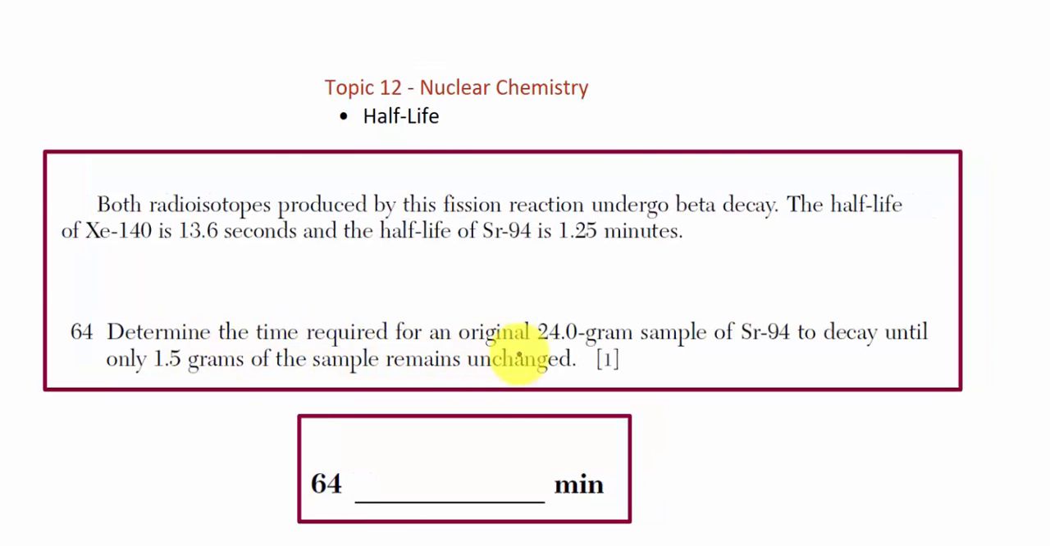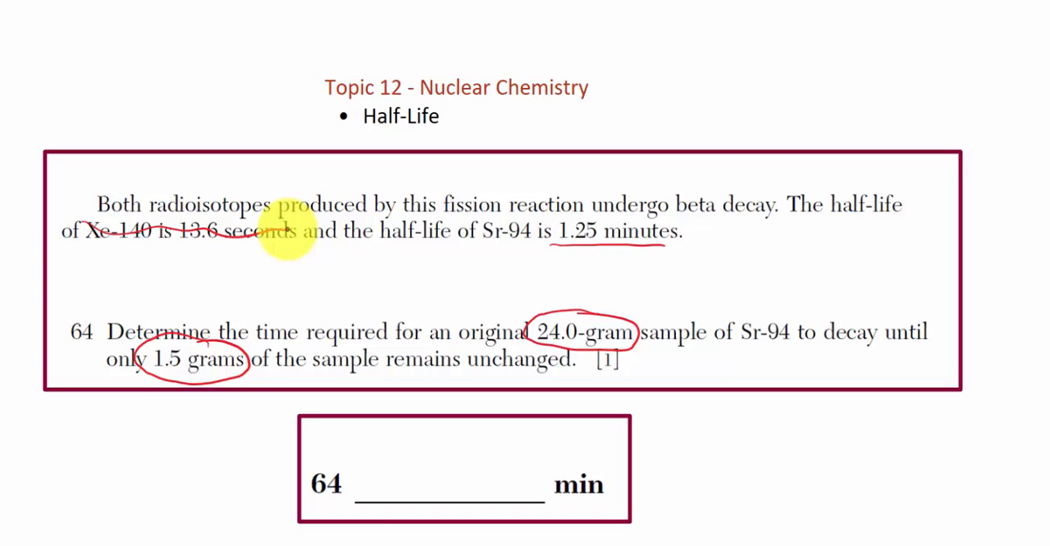Question 64. Determine the time required for an original 24-gram sample of strontium-94 to decay until only 1.5 grams of the sample remains unchanged. So here we know what the final mass is supposed to be. We know what the initial mass is supposed to be. We also know that strontium-94 has a half-life of 1.25 minutes. The other information is not necessary because we're only looking at the strontium here.